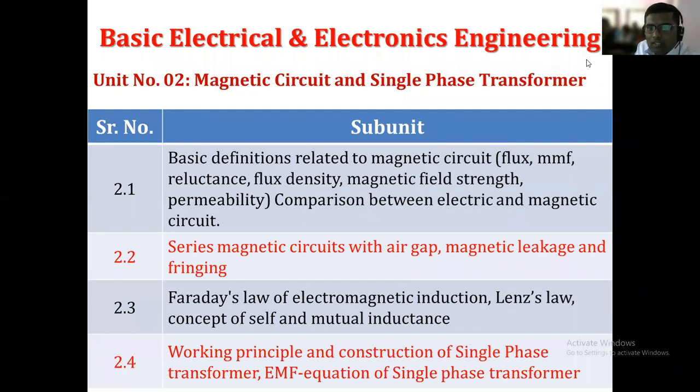2.1 basic definitions related to magnetic circuit, in bracket flux, comma MMF, comma reluctance, comma flux density, comma magnetic field strength, comma permeability, bracket complete. The comparison between electric and magnetic circuit.